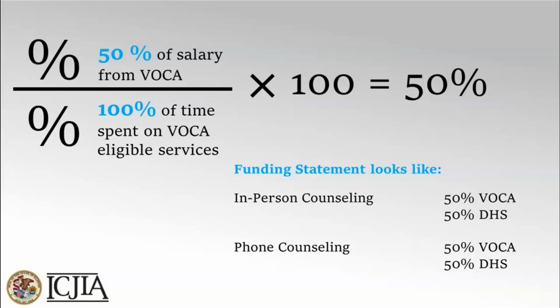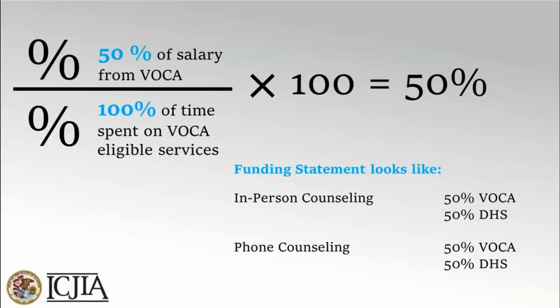And then there's only one other funding source, so you don't have to do the formula with your last funding source. You really just need to fill in the gaps. If VOCA pays for half of this person's in-person counseling service, we know DHS is the only other funding source, so that's going to pay for the other half. The same would be applied to phone counseling.